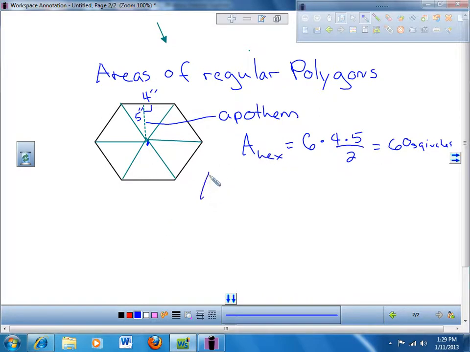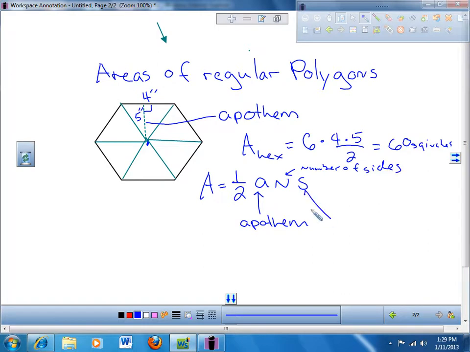So in that case, that's what that is. But there's a formula that they give you in the book, and another way to compute this is 1/2 ANS, which is essentially what we did. A is called the apothem. N is the number of sides. And S, guess what S is? Sides. The side length, okay? So I kind of didn't quite put it in that order.